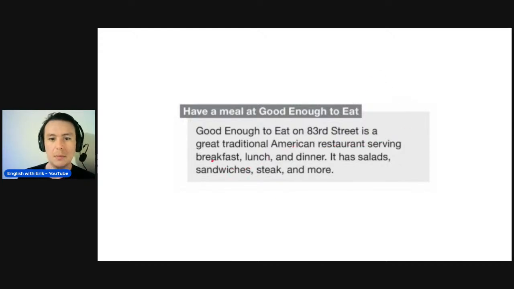And check this out: breakfast, lunch, and dinner. What are those? Adriana, what's the name of those? Meals. Yes. Very well. Good job, Adriana. Great job. Let's finish the text. It has salads, sandwiches, steak, and more. Go ahead.